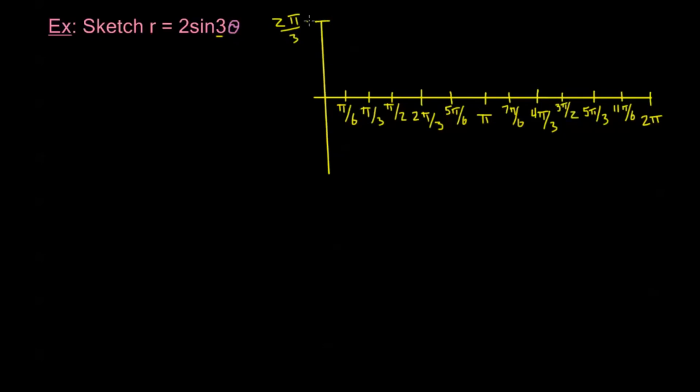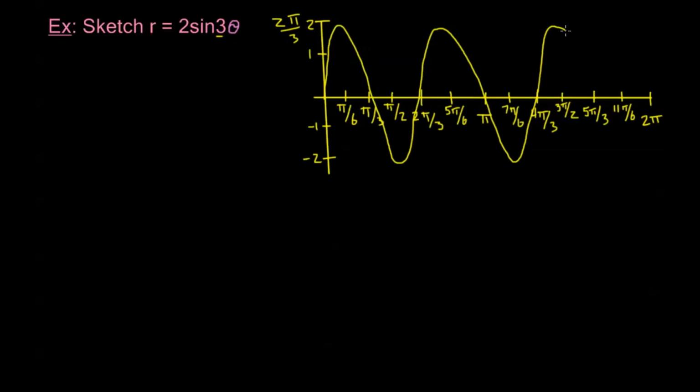Now, incorporating my amplitude of 2, I'm going to go up to 2 and down to negative 2. And we don't have a negative sign or anything like that, so we can go ahead and draw this graph out. All 3 periods. See, my intervals are a little bit off, but we should be okay. And we're done. All right, reference graph completed.